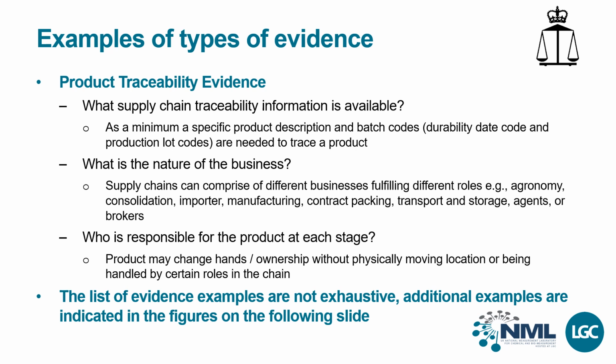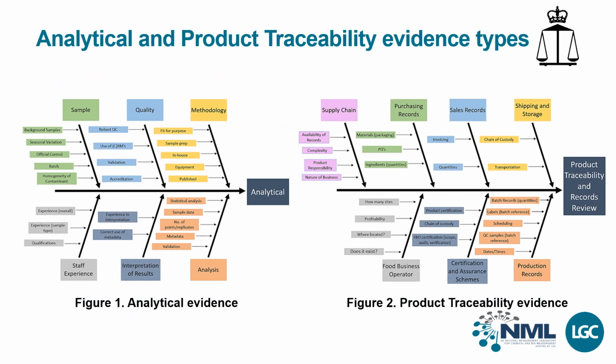In addition, who is responsible for the product at each stage in the chain is important to know, as a product may change hands or ownership several times without physically moving location or being handled by certain roles in the chain. The herringbone diagrams on the following slide provide a useful indication of the variety of the different types of evidence that may be available. The list of evidence examples provided on the previous slide is not exhaustive, and additional examples are indicated in the figures provided on this slide.